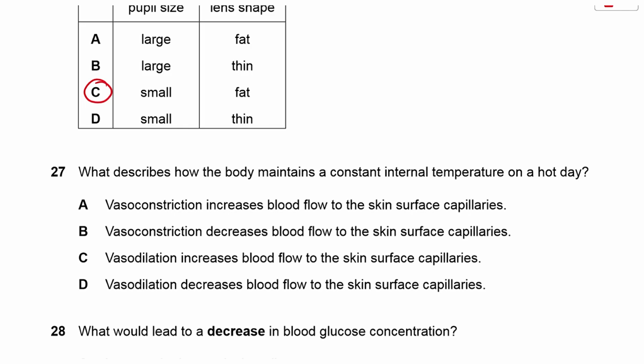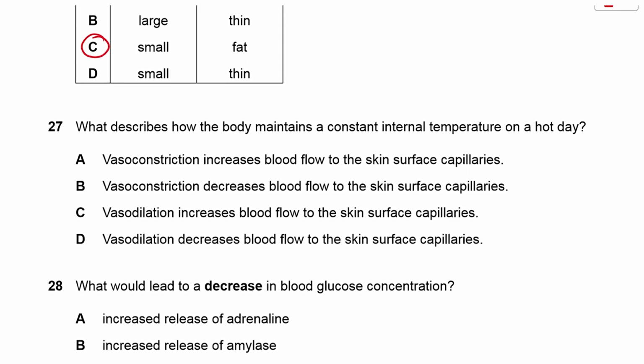Number 27 says, what describes how the body maintains constant internal temperature on a hot day? Vasodilation. Alright, so vasodilation, which is expansion of the blood vessels to increase blood flow to the skin surface capillaries. So vasodilation to increase blood flow to the skin capillaries.